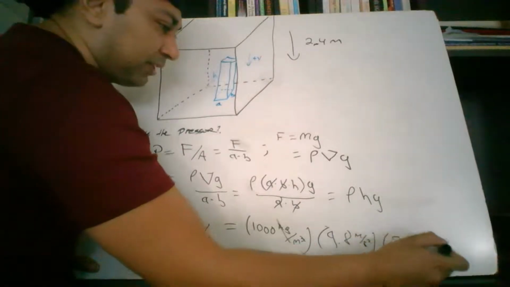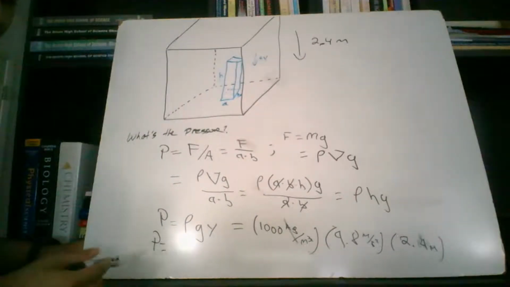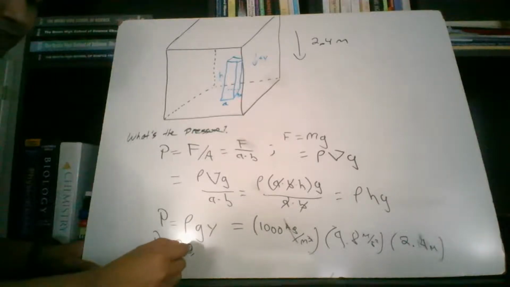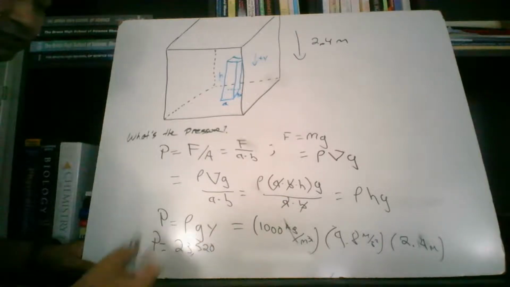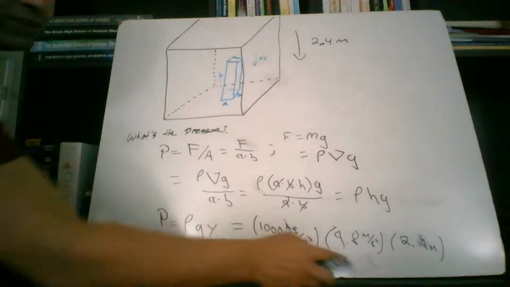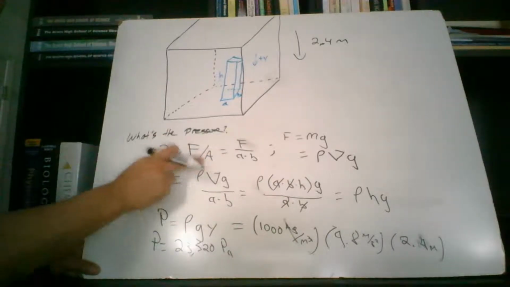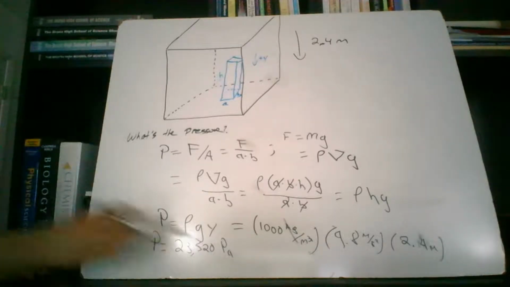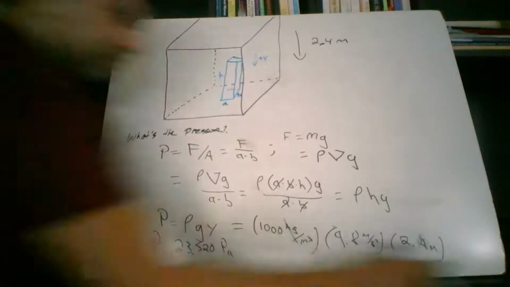2.4 meters. And what do you end up with for pressure? When you multiply all those together, pressure is going to equal 23,520 pascals. This is going to give you the units of newtons per meter squared. A newton per meter squared is another unit for pascal, Pa. Okay, so you got 23,520 pascals. What does that mean? Is that a lot of pressure?